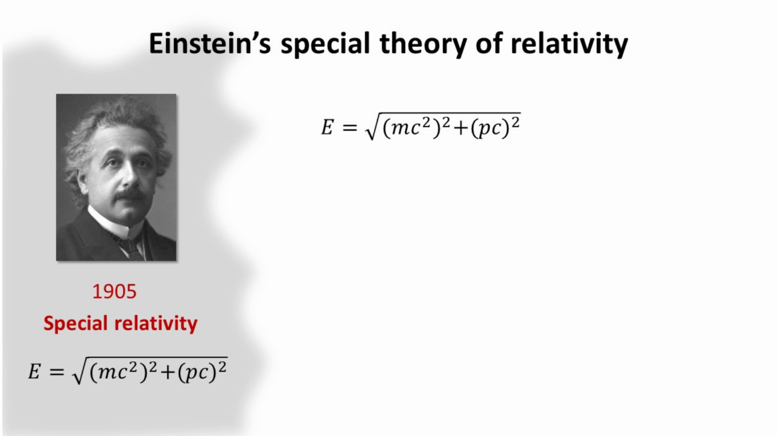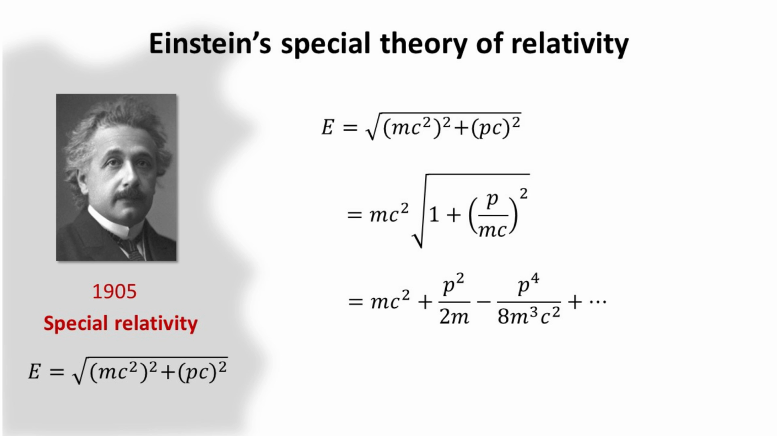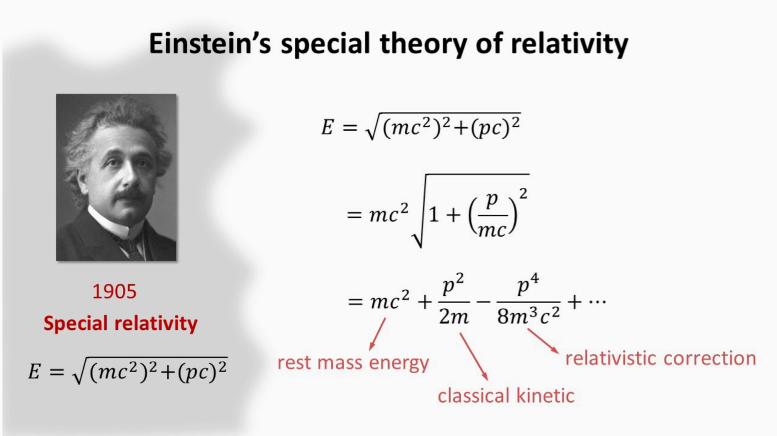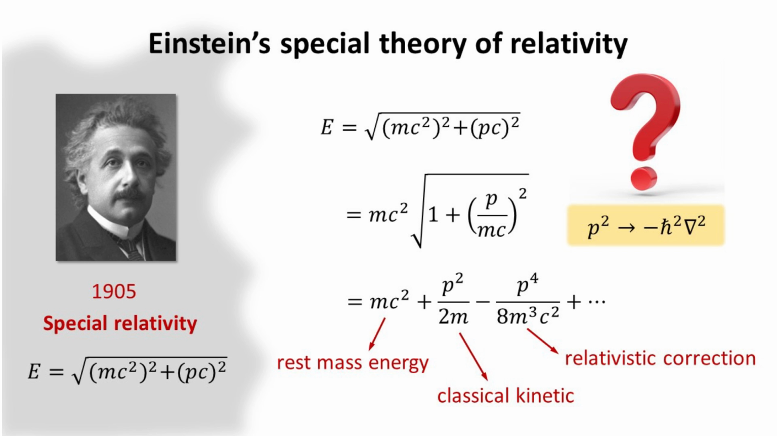We recognize the famous rest mass energy mc squared in the square root. Pulling out the mc squared factor and performing a Taylor expansion to leading orders in p, we arrive at the following terms. This includes the rest mass energy, the classical kinetic energy p squared over 2m, and a relativistic correction of p to the power of 4, and so on. Now, if we use the standard prescription of replacing the dynamical momentum variable with the differential operator, we will end up with an infinite series. Clearly, this does not look like a feasible approach.